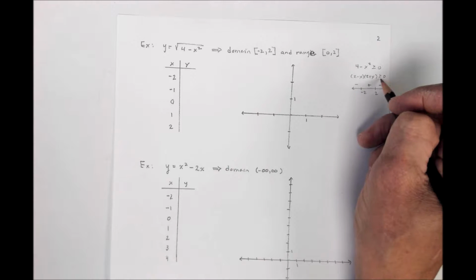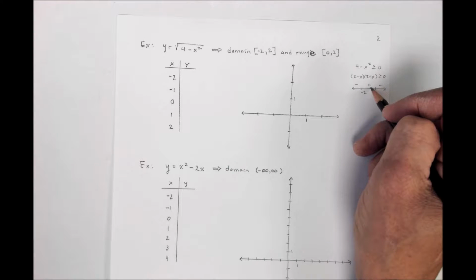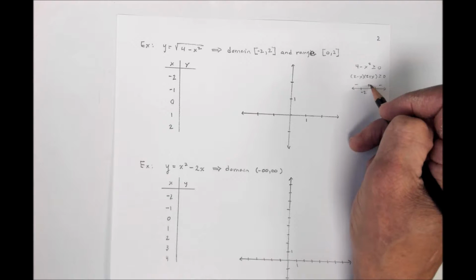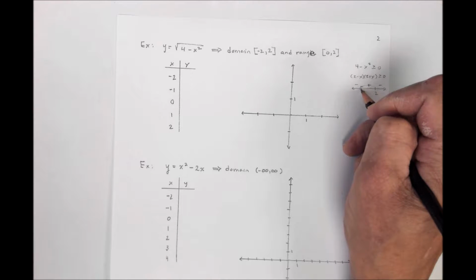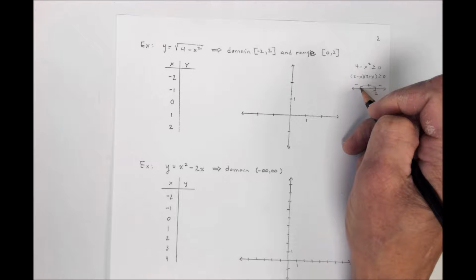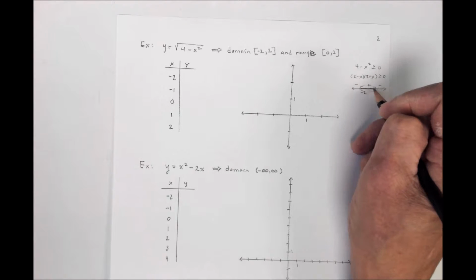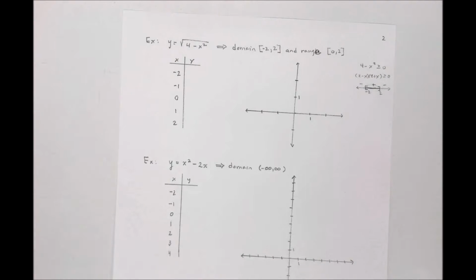So I want where it's greater than or equal to 0, that's when it's positive, and you can see it's going to be right in here. It is going to include the endpoints of -2 and 2, because that's what makes it 0. And you can take the square root of 0, but you can't take the square root of a negative number and get a real value, that's imaginary.